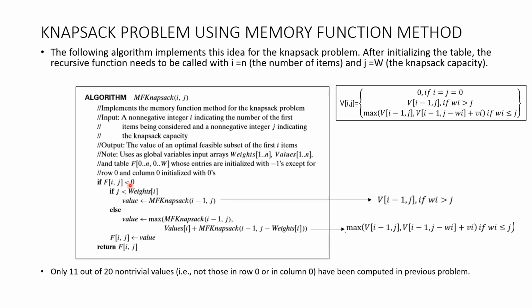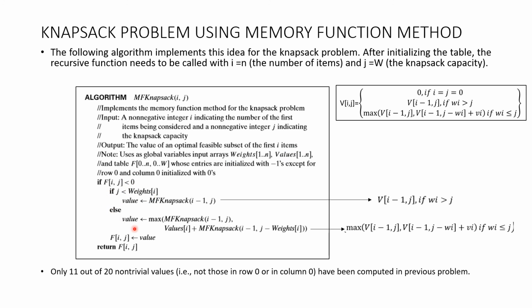If F[i][j] is less than 0, meaning a particular entry in the box is -1, because initially we have initialized all the boxes with -1. So what you will do is, because initially this function is called with number of items n and capacity W, this i is n and j is W. So we will start with the last box, n comma W. If it is less than 0, it means it is not calculated, and if j is less than weights[i].